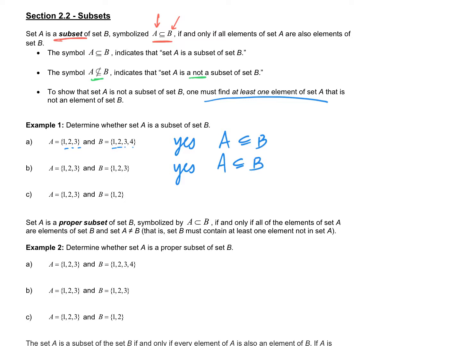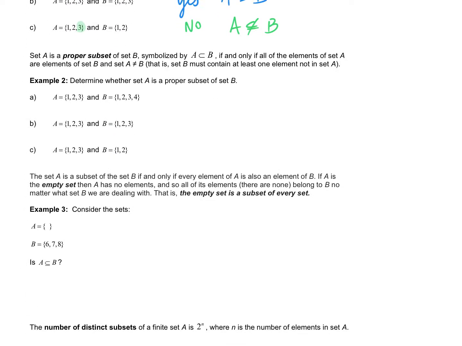And now I have A is 1, 2, 3, and B is 1, 2. Okay, all of a sudden I find an element right here, 3. Whoops, I didn't mean to scribble it out. I meant to highlight it. 3 is in A, but it's not in B. I found an element that is in A that is not in B. Therefore, no, A is not a subset of B.